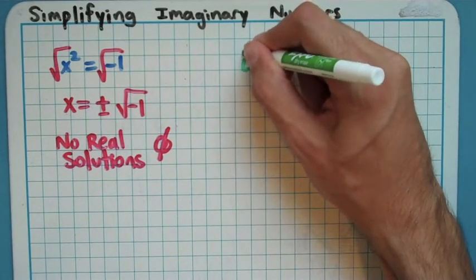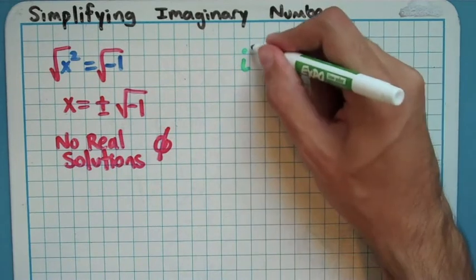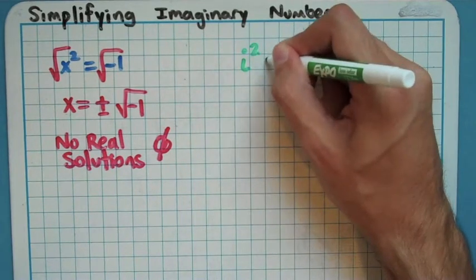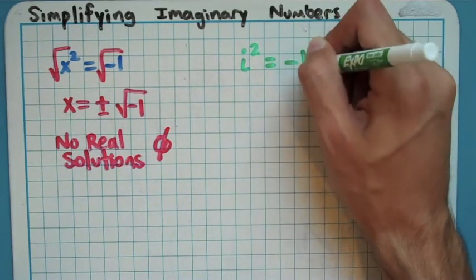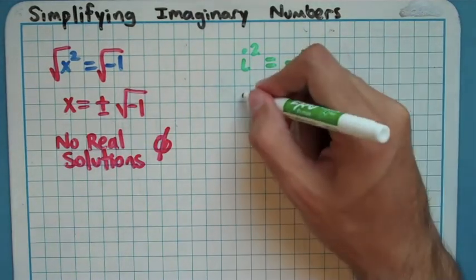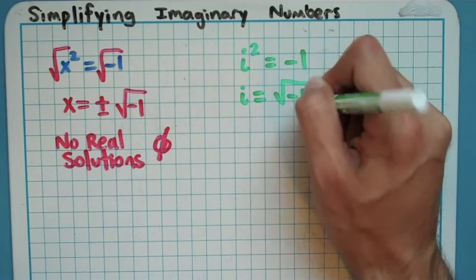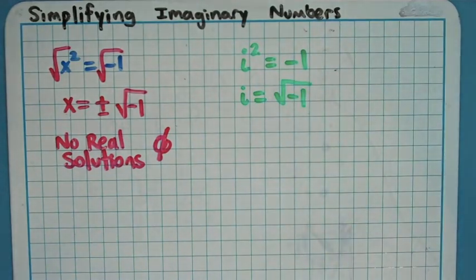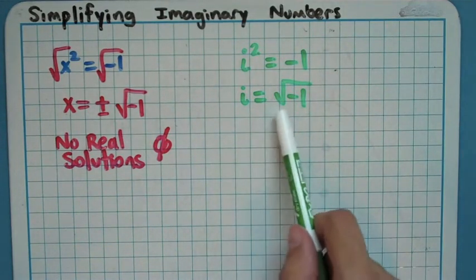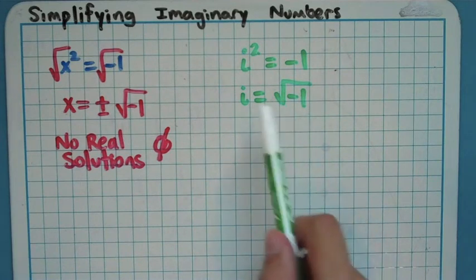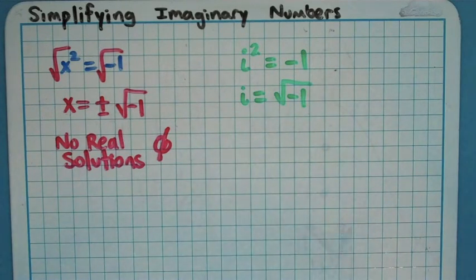And they called that number lowercase i. So they said that i squared equals -1. i itself is equal to the square root of -1. So what they did is they said, okay, let's say there's this number, square root of -1, that when you square it, it equals -1.